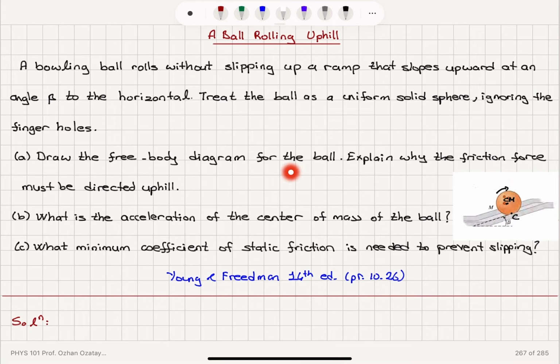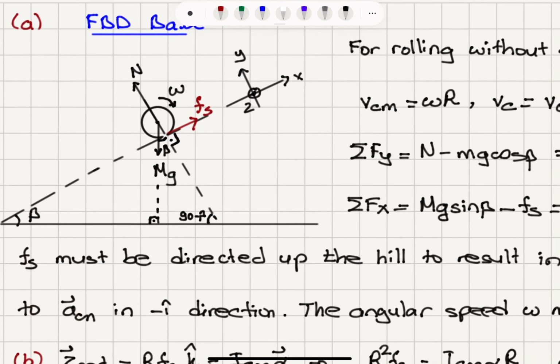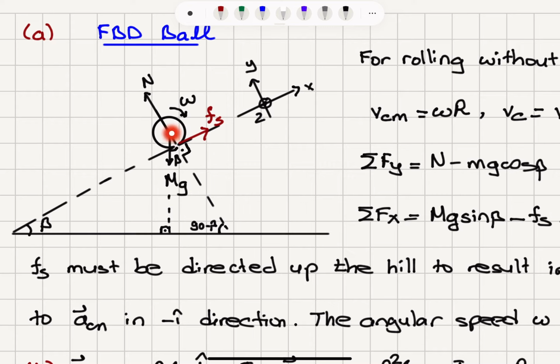We will determine using the free body diagram what is the acceleration of the center of mass and what is the minimum coefficient of static friction. Now, in the free body diagram, we have the weight pointing from the center down, making an angle beta with the normal axis. So it has a component mg cosine beta on the normal axis, mg sine beta on the x-axis. And the static friction must point in such a way that this angular speed will be decreasing in time. So we need a torque r cross fs that will be causing a decrease in omega, causing an angular acceleration in basically the opposite direction.